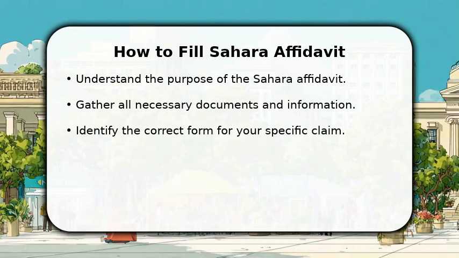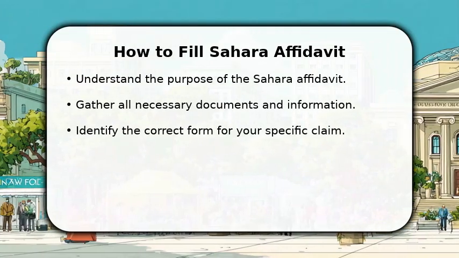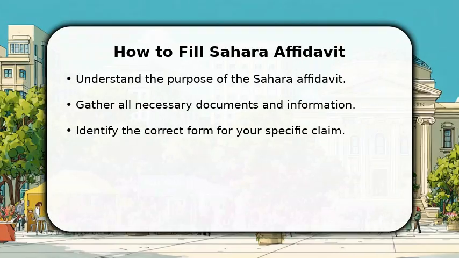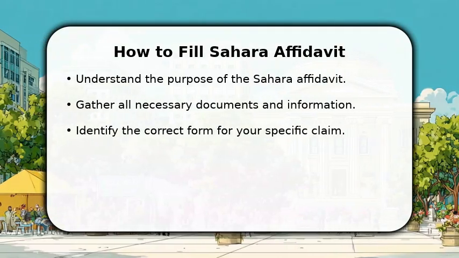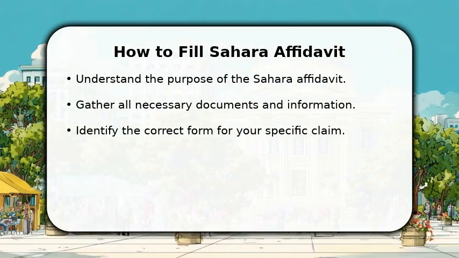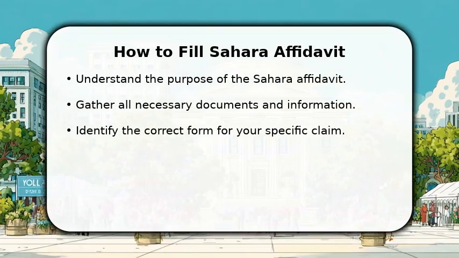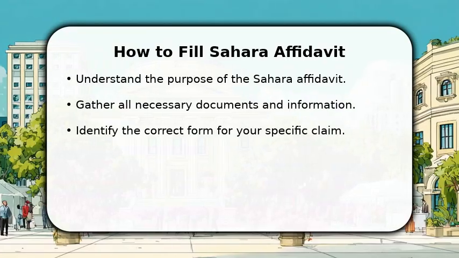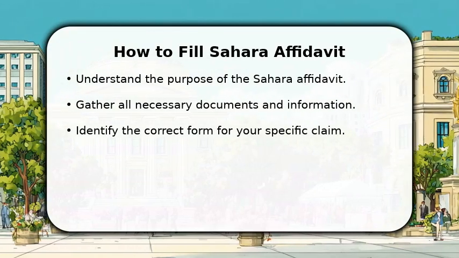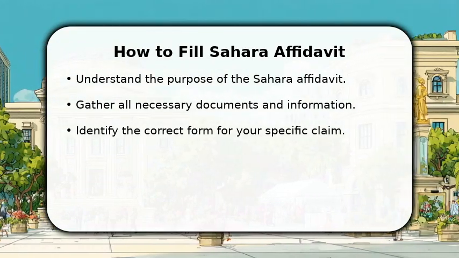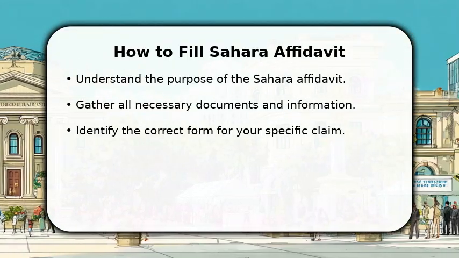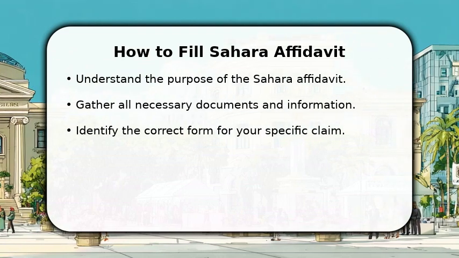In this video, I will explain how to fill the Sahara Affidavit form. First, understand the form's purpose, which is crucial for a successful claim. Next, gather all necessary documents like your investment proofs and personal identification. Finally, ensure you have the correct affidavit form specific to your claim type, as there might be different versions for various Sahara schemes. This initial preparation saves time and prevents errors later on.